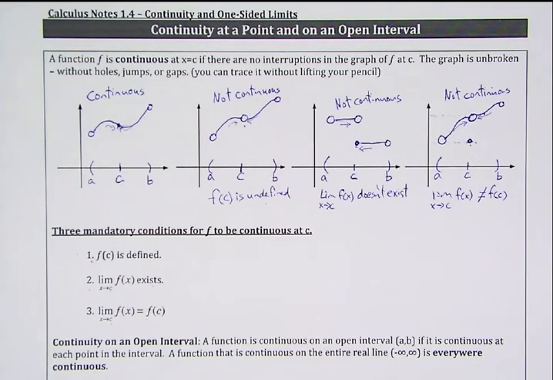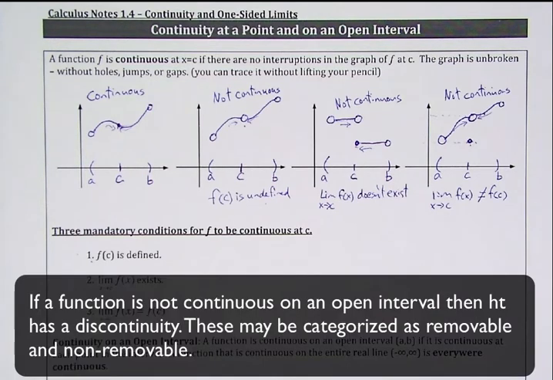Now if f, the function, is not continuous on an open interval, then it has a discontinuity. Okay, now we can categorize these as removable and non-removable. So removable means that if we just take out one point and we redefine one of our values, f of c, then it's removable. Non-removable is not removable.